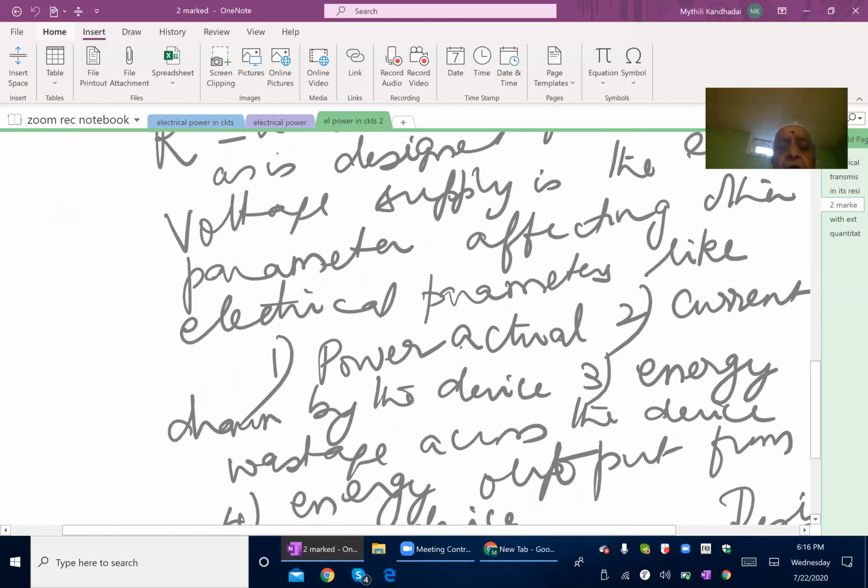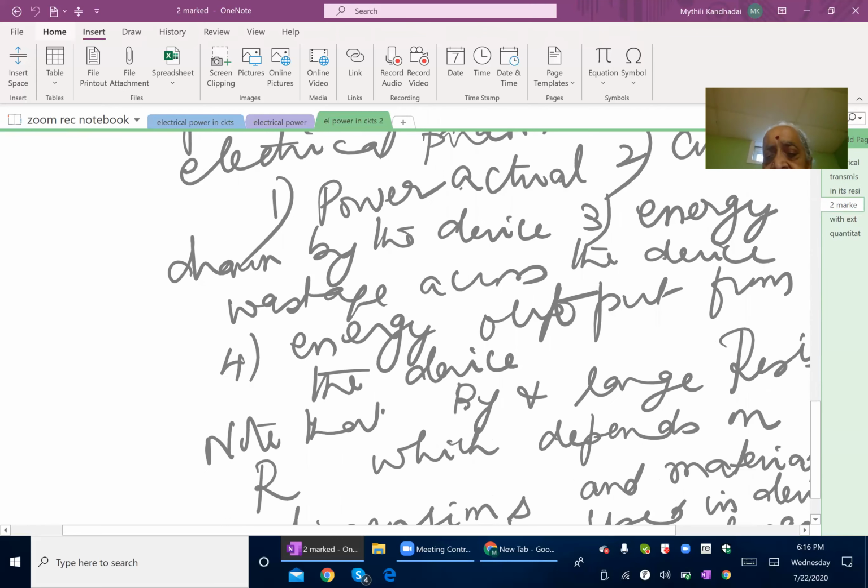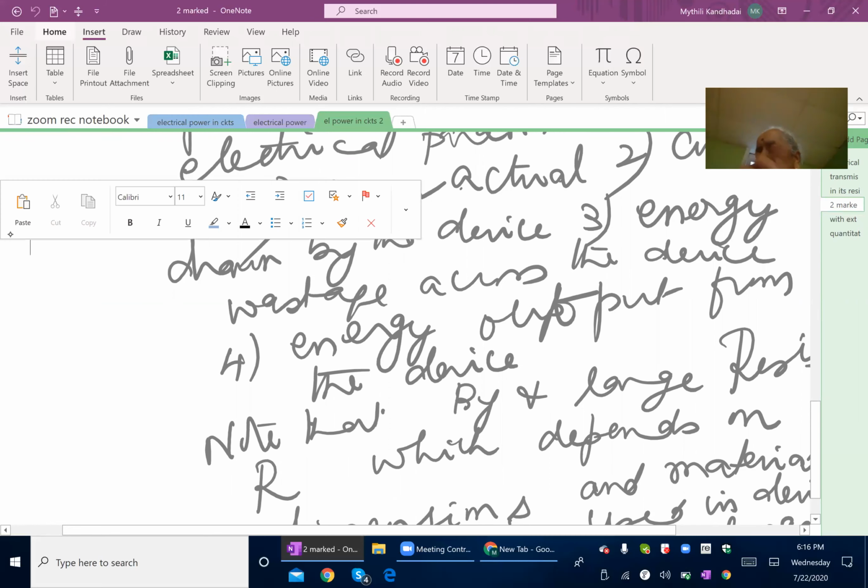Power actual, okay. What are the factors? Which is the external factor, which is actually the root cause? The voltage that is supplied to the device. The voltage supplied to the device may be affecting various factors like power actual in play on that day, current drawn by the device on that day, energy wastage across the device by the transmission wires on that day, energy output from the device that is going to be useful work for me, that is useful power for me. All these will be dependent on the externally regulated voltage supply.